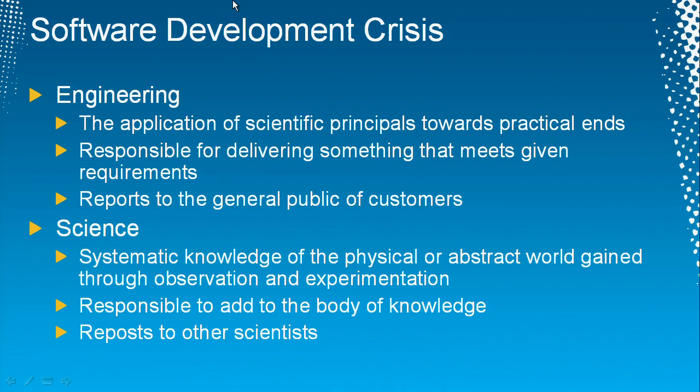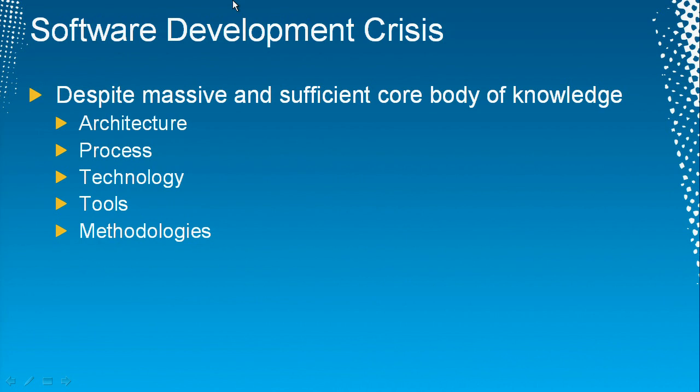You know what? We should do the same in software. We have our own equivalent core body of knowledge. Think about all the things we know about architecture: client-server, multi-tier, this, that. Think about all the things we know about process: waterfall, why not to do it, staged delivery, agile, scrum, this and that. All the things we know about technology: Java versus .NET versus this, virtual machine, not virtual machine, this and that.